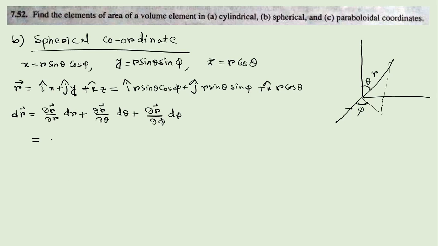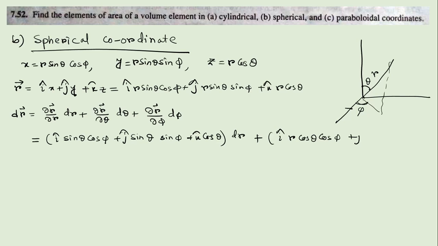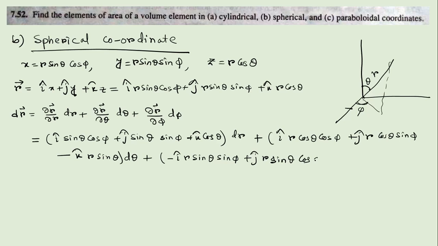Just using the derivative with respect to r, you will get i cap sin theta cos phi plus j cap sin theta sin phi plus k cap cos theta into dr, plus, with respect to theta, you will get i cap r cos theta cos phi plus j cap r cos theta sin phi minus k cap r sin theta into d theta, plus del r by del phi, with respect to phi, that is minus i cap r sin theta sin phi plus j cap r sin theta cos phi, that into d phi.